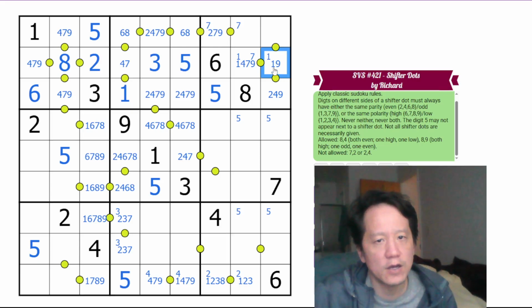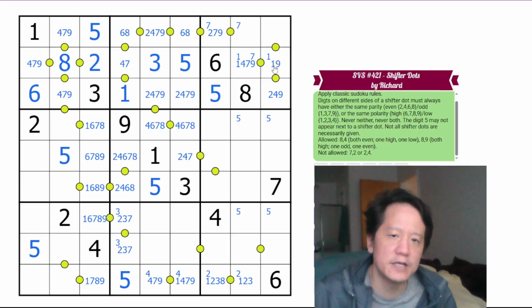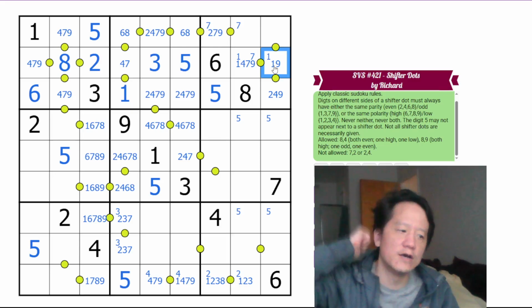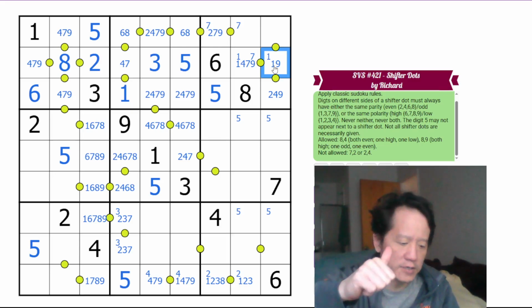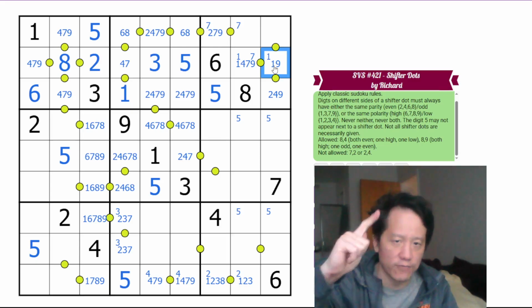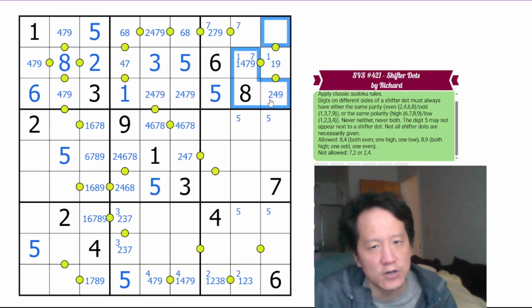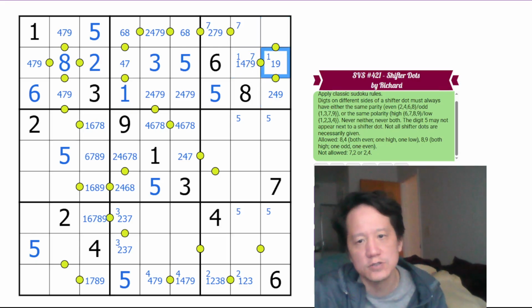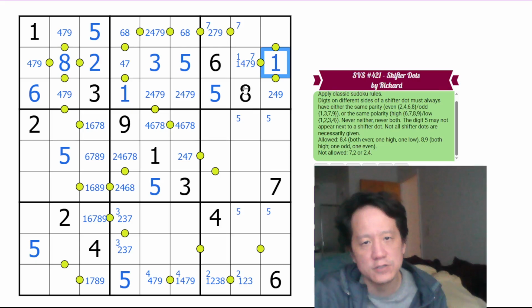If you had a 9 here, you either have low odd, which is 1 and 3, or you have high even, which is 6 and 8. But the 6 and 8 are already accounted for, so that would leave 2 digits here next to this digit. So that cannot be 9. So this is a 1.